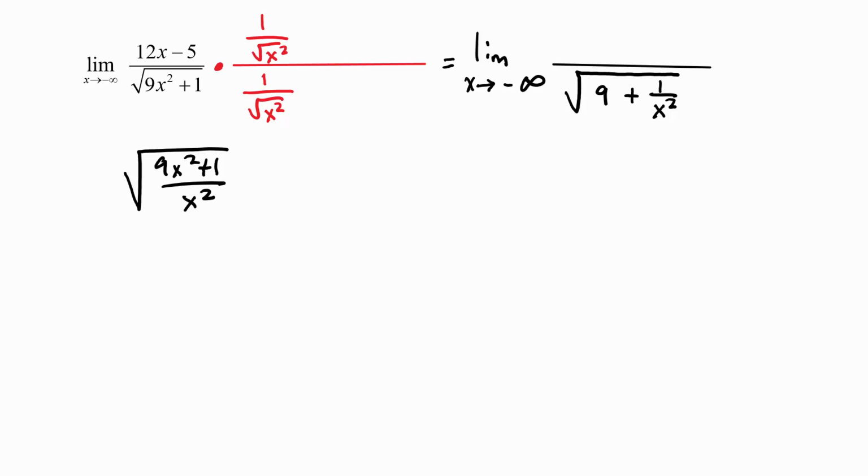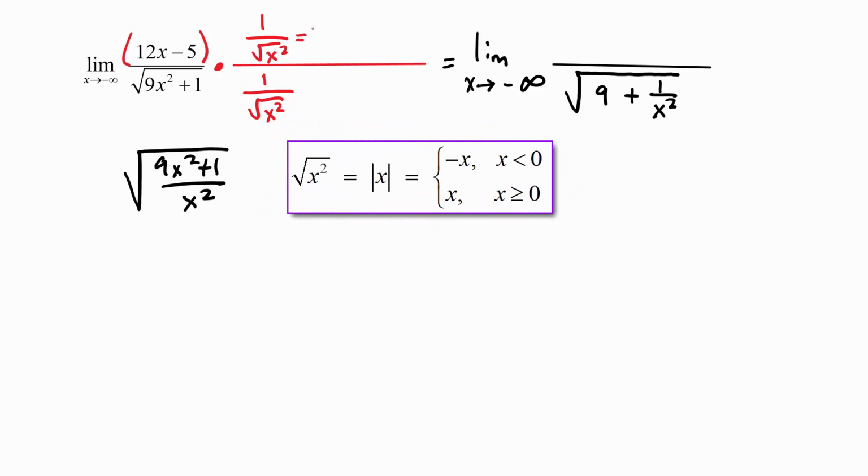Now in the numerator, we have to do some analysis because we have square root of x squared that has to multiply this entire numerator, but this x is not under the radical. So we know that the square root of x squared is just absolute value of x, and because x is going to negative infinity, we know we are going through negative numbers, so that means that the absolute value of x is going to be negative x.